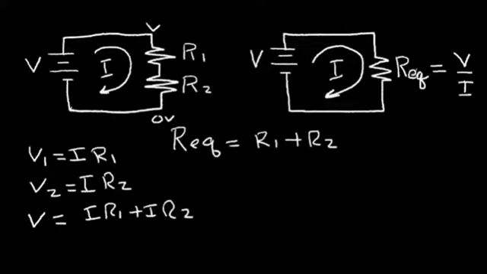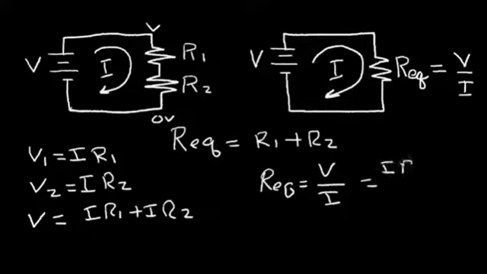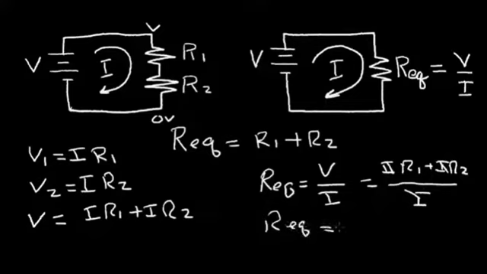Now on the right side, we said the equivalent resistance Req is equal to V over I. So if that's true, let's write that R equivalent is equal to V over I. And I can substitute this expression for voltage from the left side, and I get IR1 plus IR2 divided by I. And lo and behold, the I's cancel, and I'm left with R equivalent is equal to R1 plus R2.